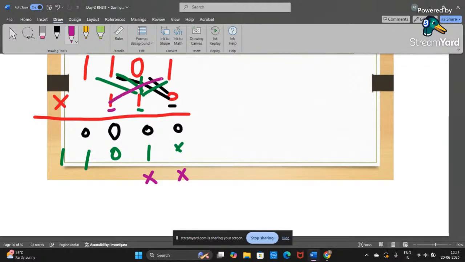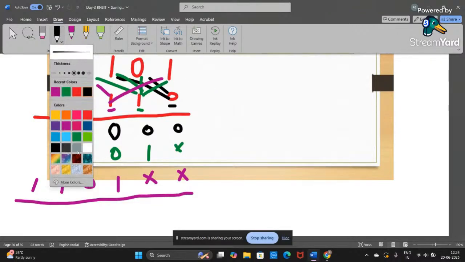1 into 1, it is 1. 1 into 0, it is 0. 1 into 1, it is 1. Then 1 into 1, it is 1. Now, we multiplied all the numbers with this, right? Now, what we normally do when you do the multiplication in the decimal number, after multiplying, we'll just add. Here also you have to follow the same method. Here also you need to add.